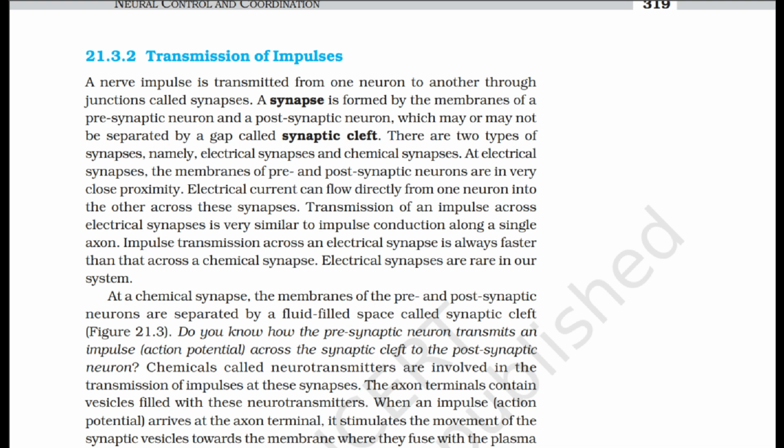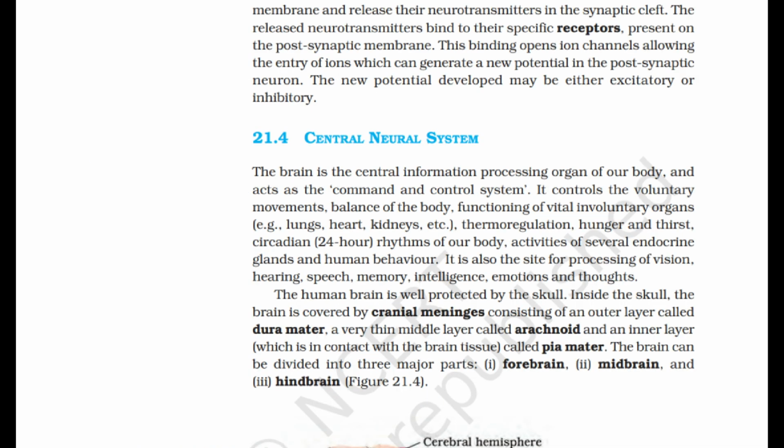When an impulse, action potential, arrives at the axon terminal, it stimulates the movement of the synaptic vesicles towards the membrane where they fuse with the plasma membrane and release their neurotransmitters in the synaptic cleft. The released neurotransmitters bind to their specific receptors present on the postsynaptic membrane. This binding opens ion channels, allowing the entry of ions which can generate a new potential in the postsynaptic neuron. The new potential developed may be either excitatory or inhibitory.